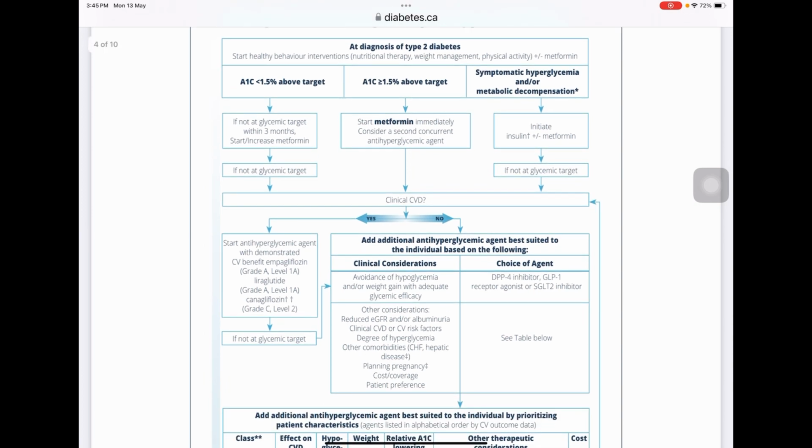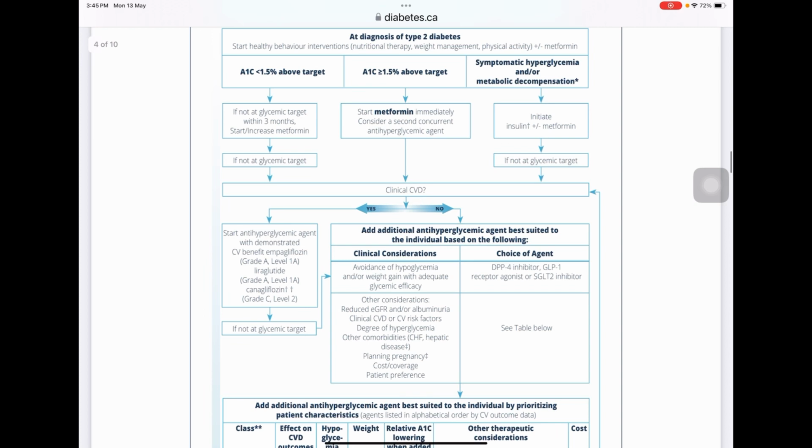If not at target, now start anti-hyperglycemic agents with demonstrable cardiovascular benefit. Now if, for example, you've started the patient on metformin, and even then the patient is not under good control, you would now start the patient on the medications with good cardiovascular benefit, that is empagliflozin, grade A, level 1A, liraglutide, or canagliflozin. Okay, so empagliflozin is grade A, that is good for the heart.